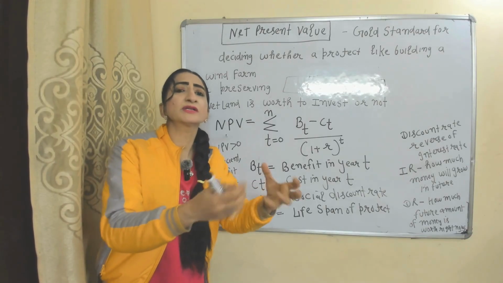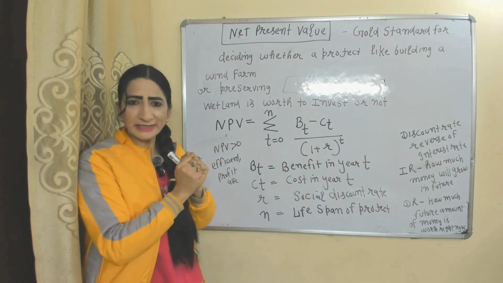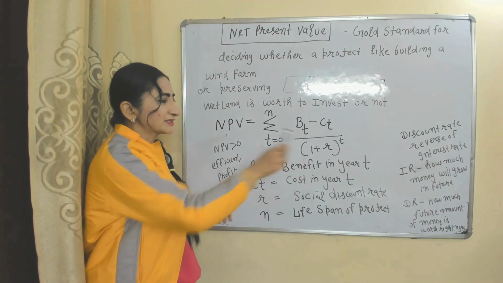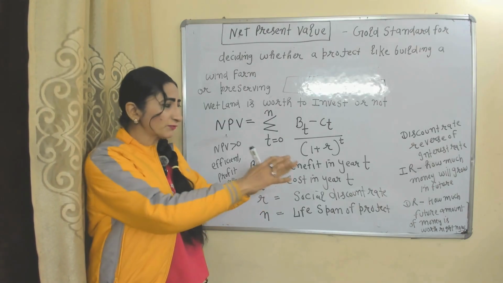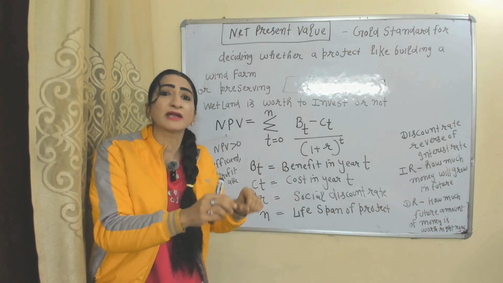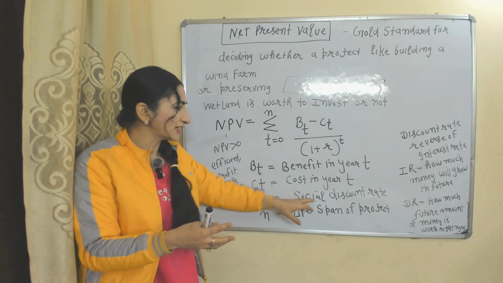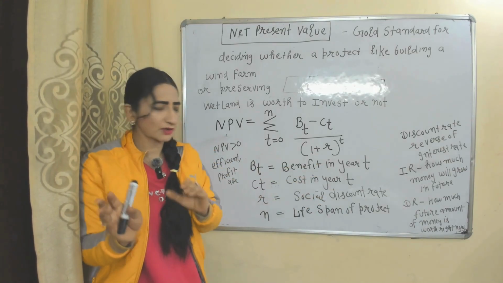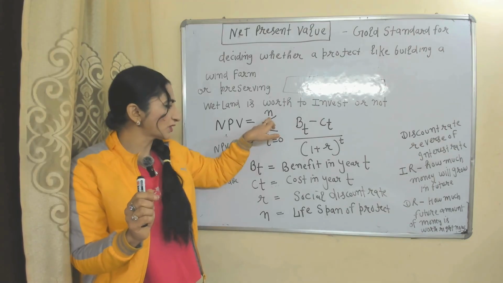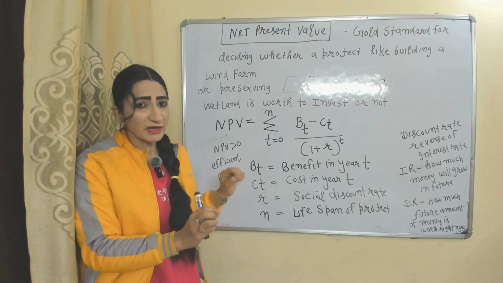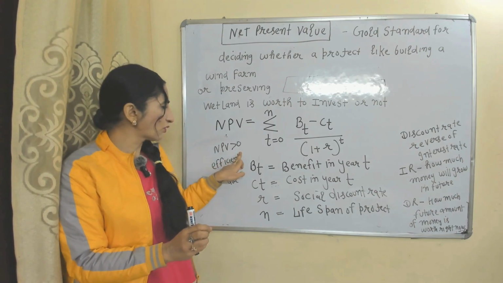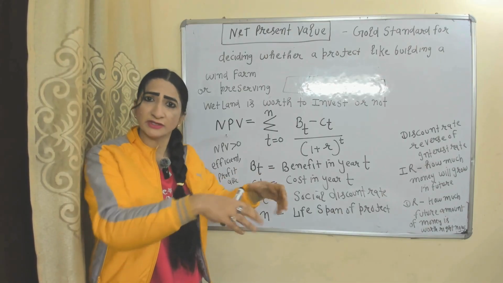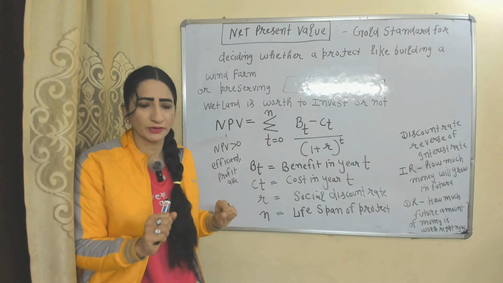Discounting rate is the reverse of interest rate. For example, interest rate tells you how much your money will grow in future, but discounting rate tells you how much your future amount of money is worth right now. So discounting rate is the reverse of interest rate and R represents the social discount rate. N is the lifespan of a project. If net present value is more than 0, that means your project will be efficient and profitable. You can invest in it, otherwise not.